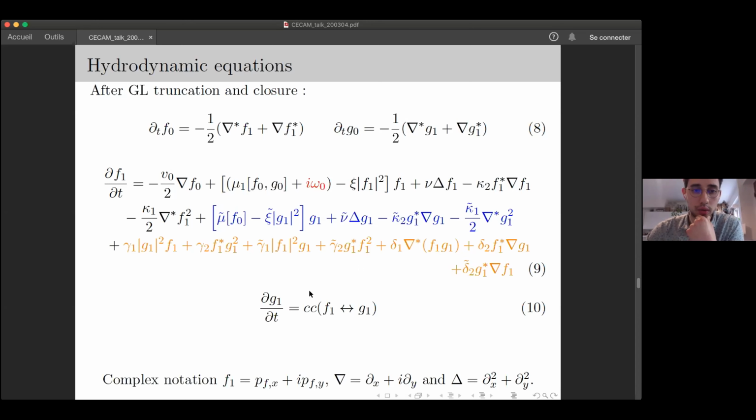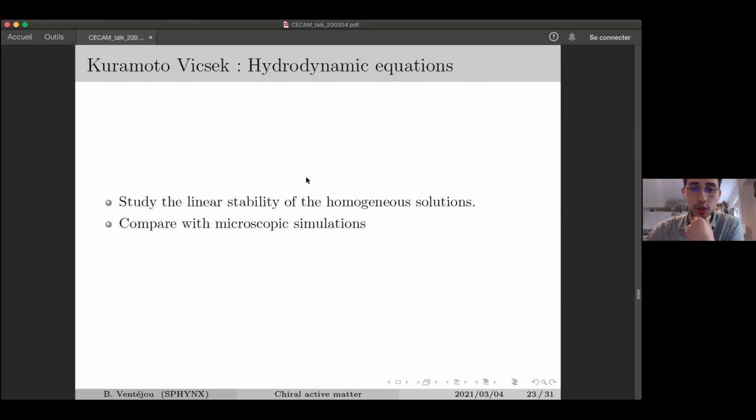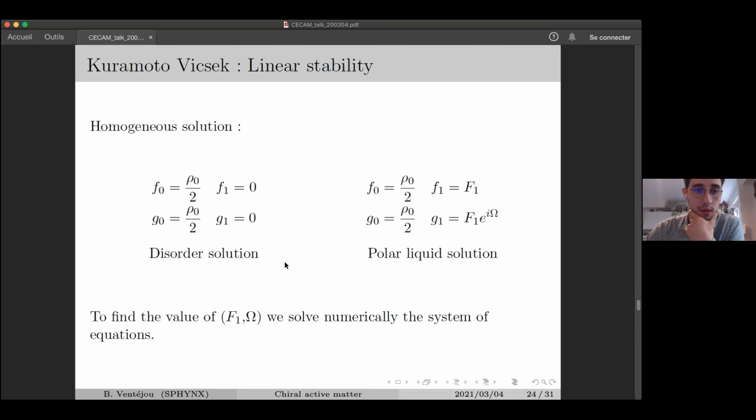So now we want to study this hydrodynamic equation. First, we will try to find the homogeneous solution and study the linear stability of the homogeneous solution. Let me introduce the two homogeneous solutions. There are two solutions. The trivial one is the disorder solution, and there is a non-trivial homogeneous solution, which corresponds to the polar liquid solution. In fact, we are not able to compute analytically the F1 and big omega for the polar liquid solution, but it's really easy to solve numerically.